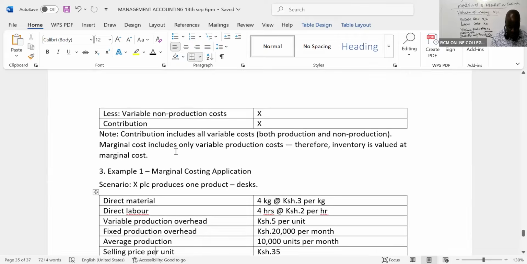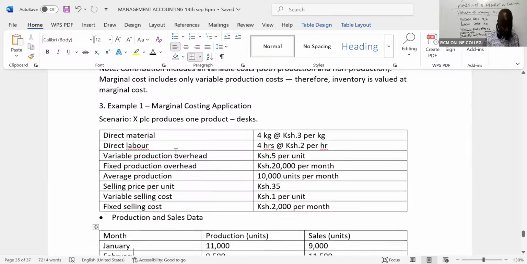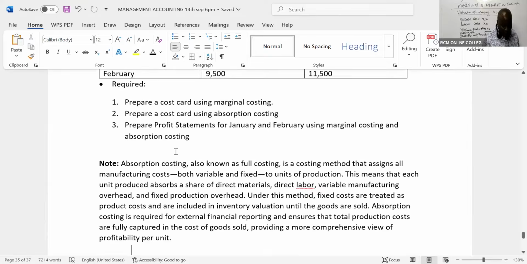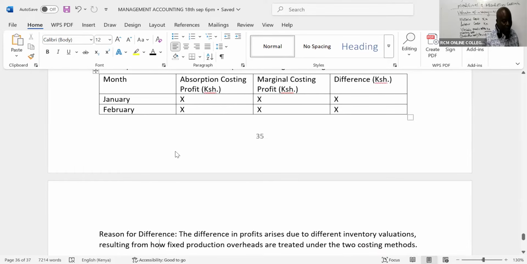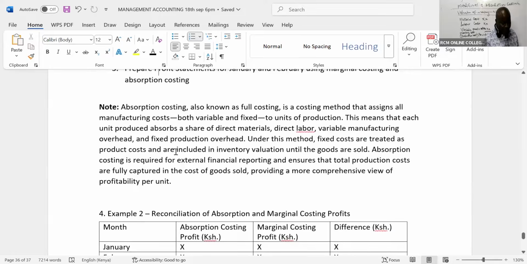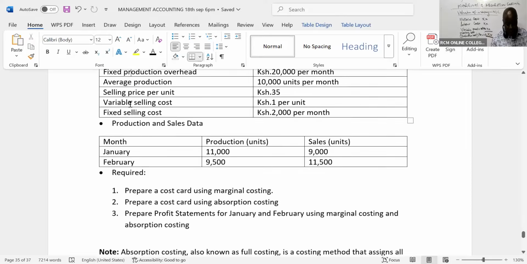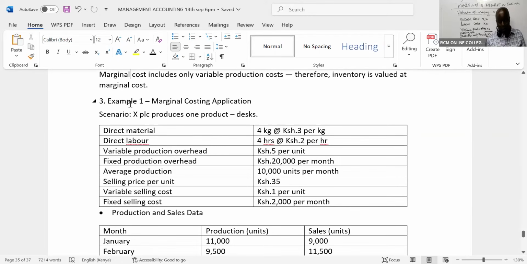If you scroll that handout, you'll see where they have given us example 1, marginal costing application. This is on page number 35, the one written on the book itself. There will always be two types of page numbers. At the middle there, you will see a question to do with the marginal costing application scenario.